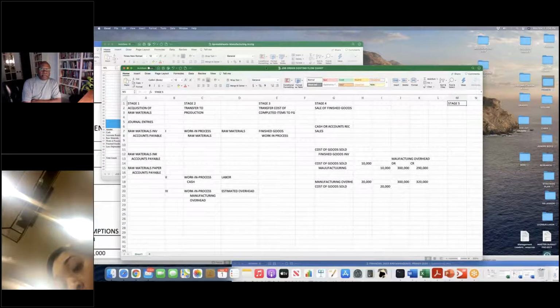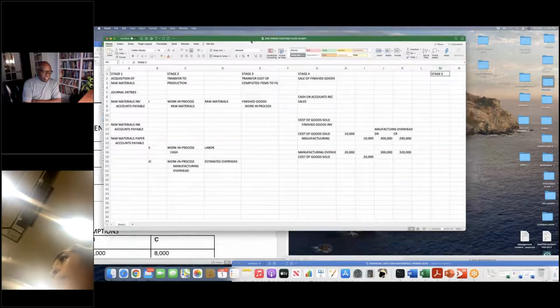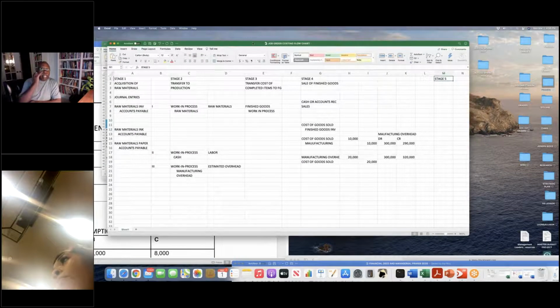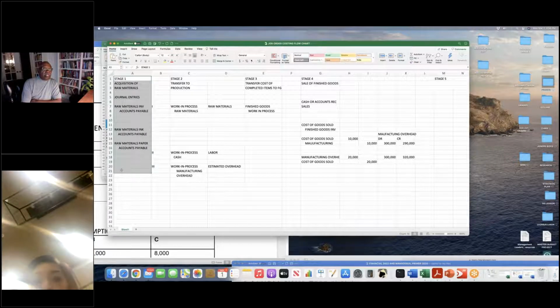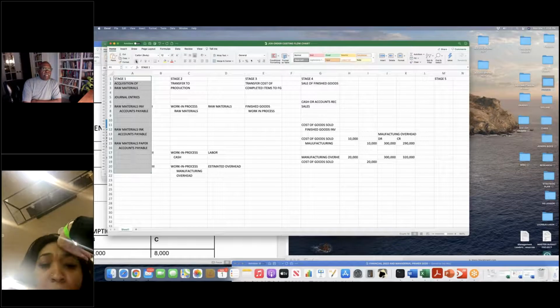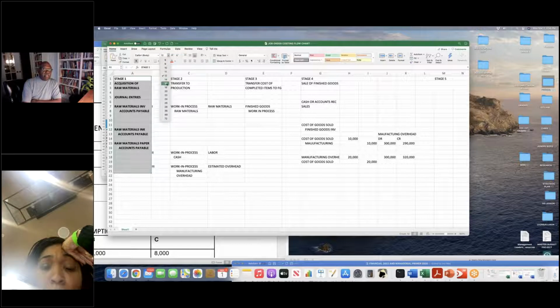So let's look at this sheet. In making our journal entries, what we do, we break the journal entries up into stages. Okay. So in stage 1, I'm gonna bold it. I'll make this a 16 font.